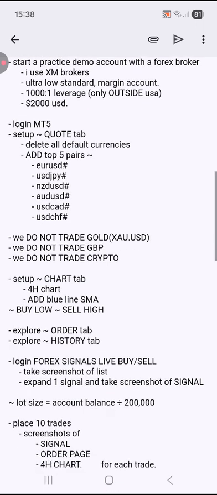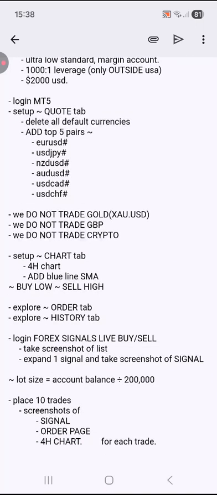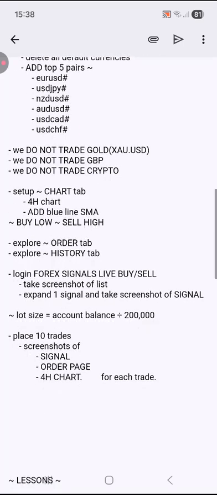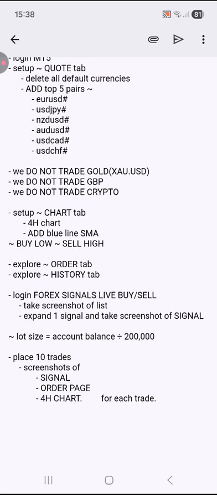We logged into MetaTrader 5, our demo account. We set up the quote tab. We deleted all the default currencies. We added our top 5 or 6 pairs. Again, my team does not trade gold, XAU, USD. We do not trade that. We do not trade Great British Pound, and we do not trade crypto.